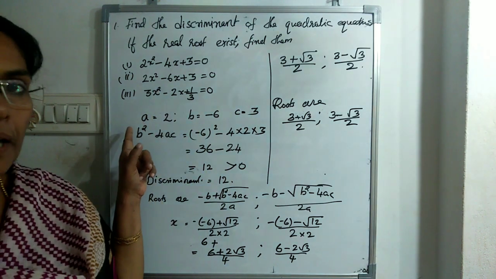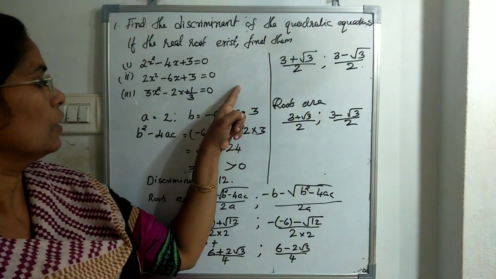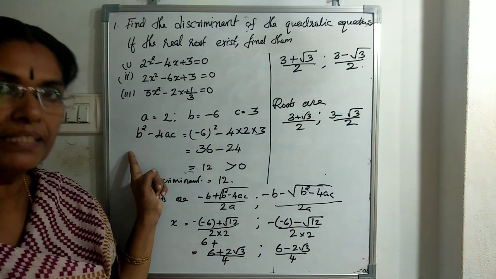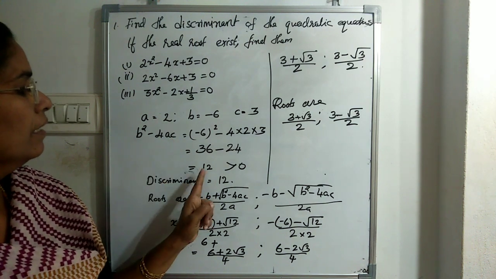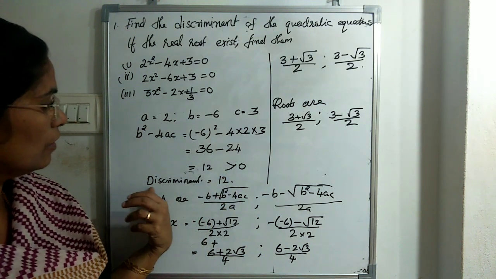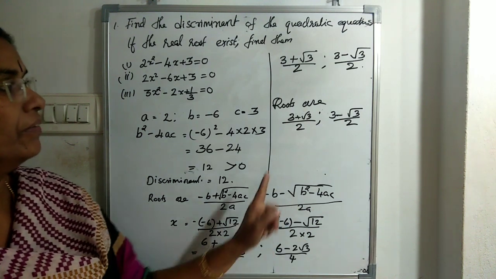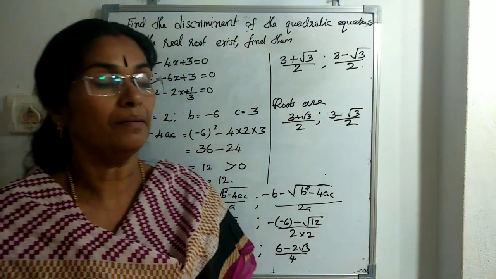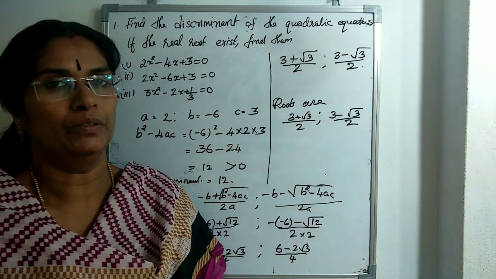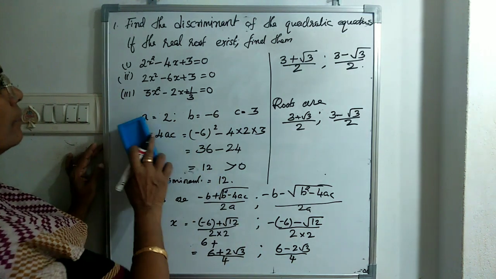I want to explain one more time. See, the question is 2x square minus 6x plus 3 equal to 0. First we are finding the values of a, b, c. After that we are finding the discriminant b square minus 4ac. Here it is greater than 0, so we will get two real distinct roots. We apply the formula and solve, and we will get the values. The roots are 3 plus root 3 by 2 and 3 minus root 3 by 2. Clear? Okay.